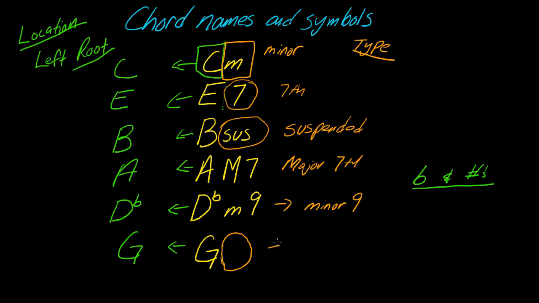And the reason why there's nothing there is because when there's nothing there, it represents what's called a major chord. It is the most common chord, and it's so common it's just defaulted. You don't even have to write anything, and it tells you that it's a major chord. So that is how you read chord names and chord symbols.